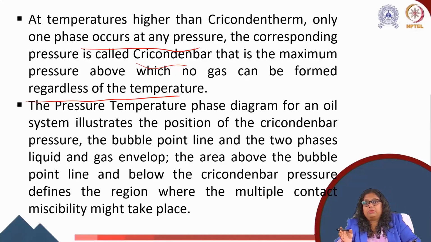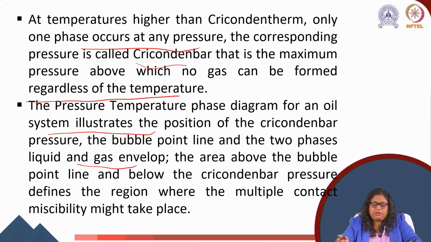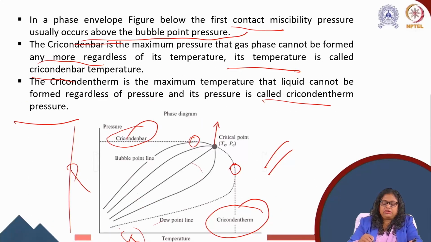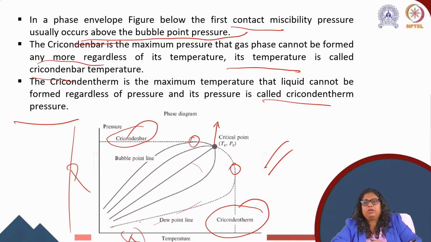The pressure-temperature phase diagram for an oil system illustrates the position of the cricondenbar pressure, the bubble point line, and the two-phase liquid and gas envelope. So the area above the bubble point line and below the cricondenbar pressure defines the region where multiple contact miscibility might take place. This is the area we are talking about. Under this there will be multiple contact miscibility, and for first contact miscibility the pressure is usually above your bubble point pressure.